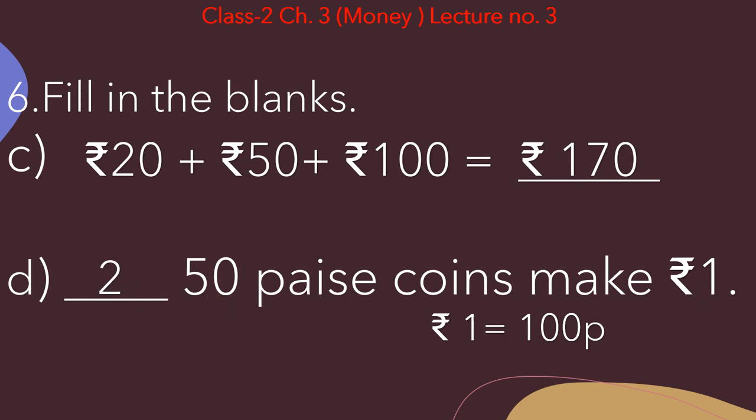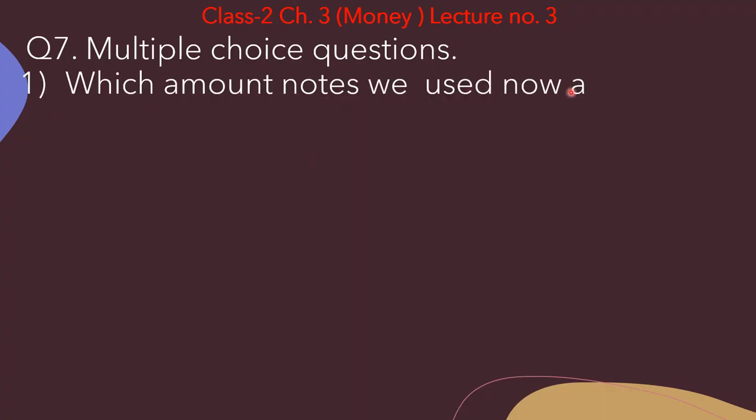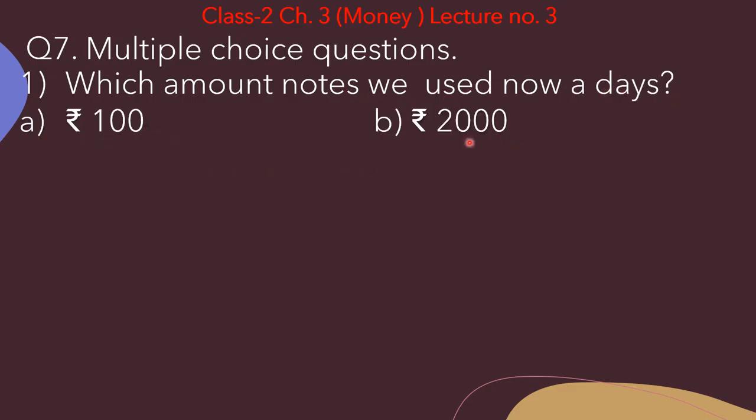Understood, beta? Now question number 7, multiple choice questions. In this type of question, beta, we are given one question and there are 4 or 5 options. We have to tick each correct answer and cross each wrong answer. So let's see what is given to us. In question number 1, it is given: which amount notes do we use nowadays? The options are A rupees 100, B rupees 2000, C rupees 50 and D rupees 1000.